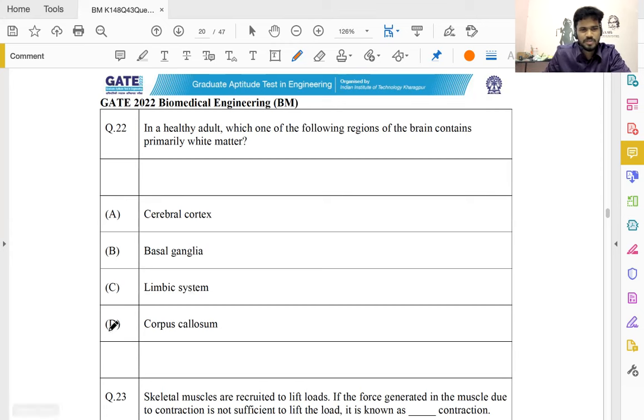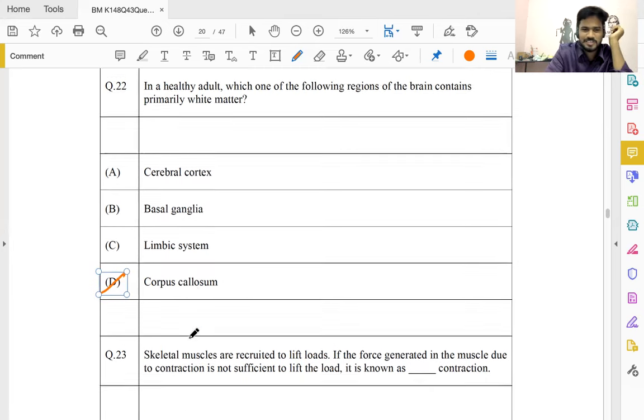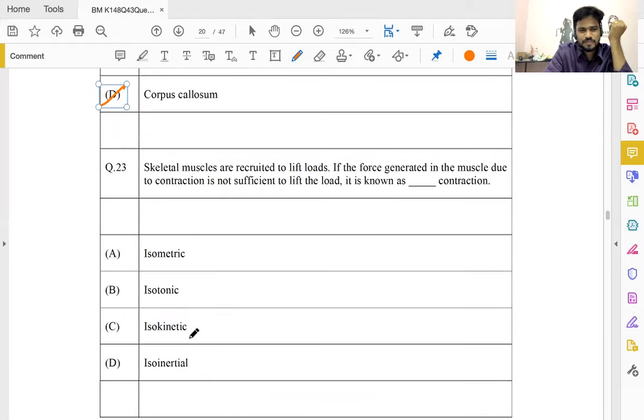And this is the corpus callosum at the center, white matter. Even otherwise, in basic physiology, white matter is at the center. If you know that, you can guess: cerebral cortex, okay, outside; basal ganglia, okay; limbic system, okay; corpus callosum at the center connects things. You should be able to guess this.